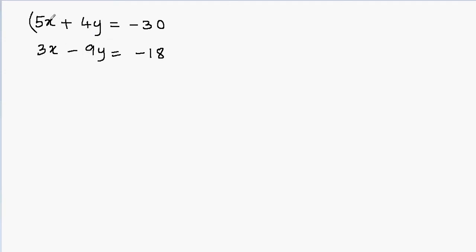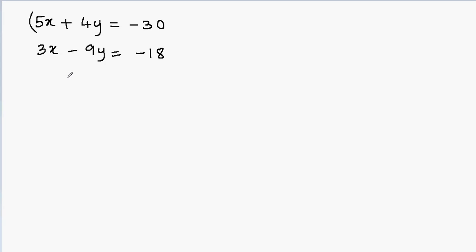Now let's see what happens when you add these two equations. 5x plus 3x will give you 8x, and positive 4y minus 9y will give you negative 5y. So you're not getting any of the variables' coefficients as 0, so you're not able to eliminate any of the variables. The same thing is going to happen when you subtract these two equations.